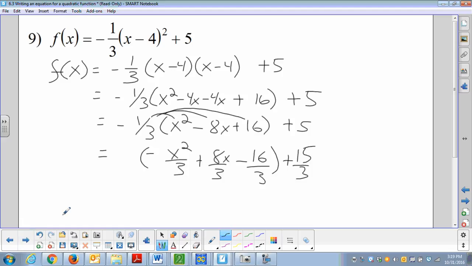Okay, so once we do that, we'll have a negative x squared over 3. We'll have a positive 8x over 3. And then we have a negative 16 over 3. Essentially what we did is just divide by 3 on each term here. Plus we make sure our signs were straight. Negative times a positive is a negative. Negative times a negative is a positive. And negative times a positive is a negative.